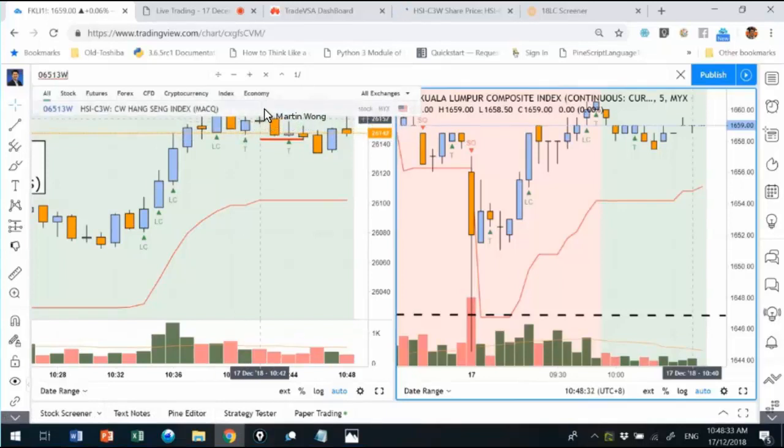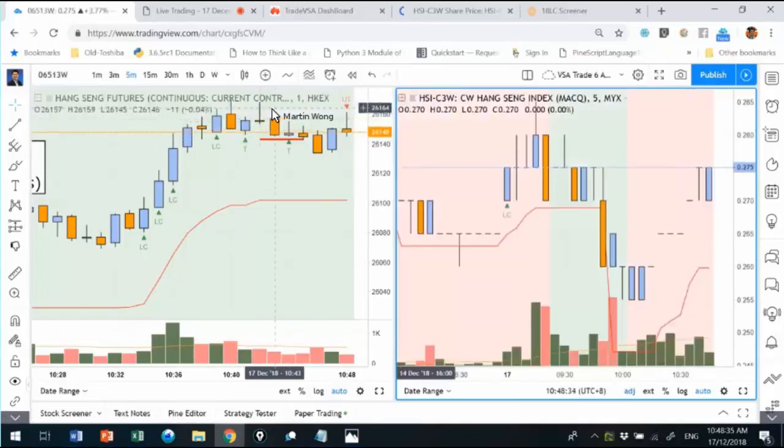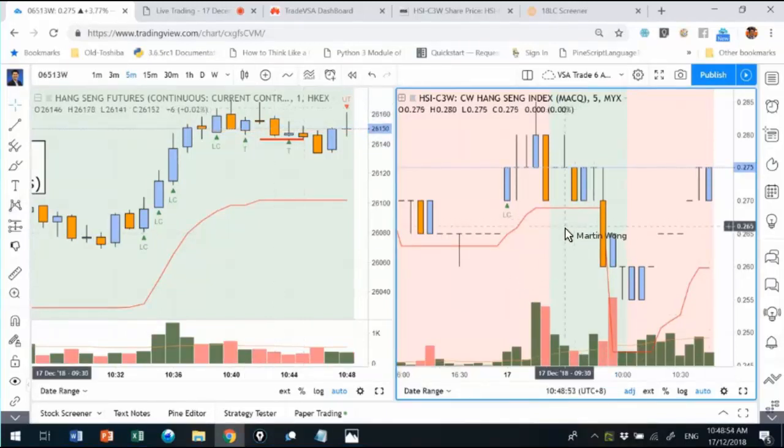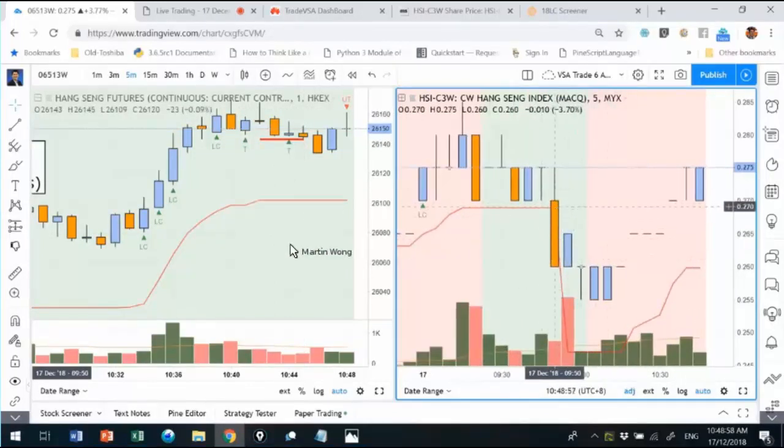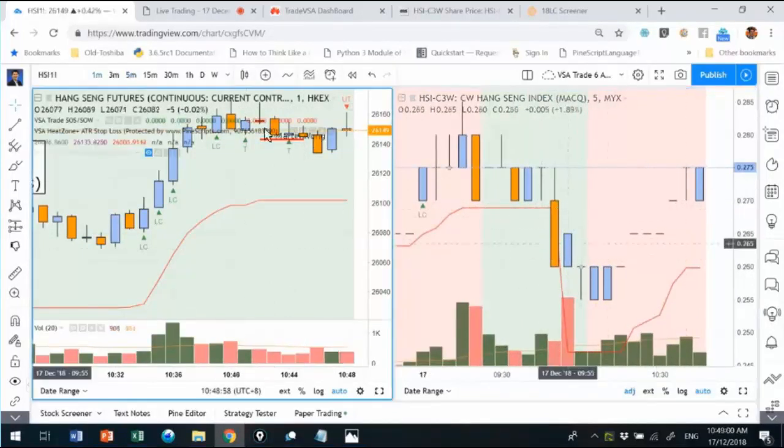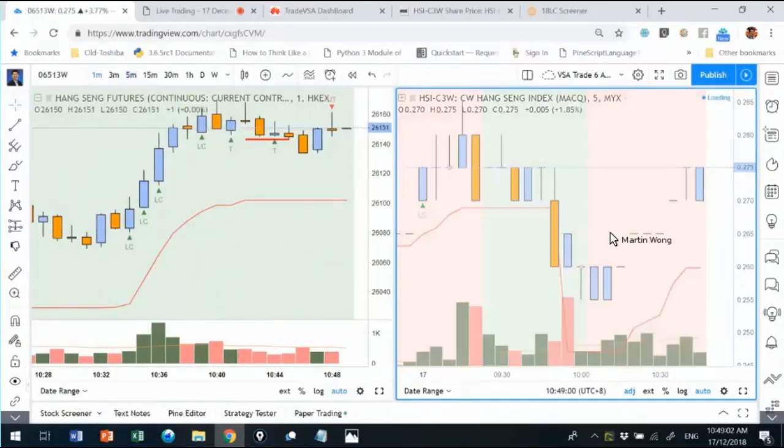This is the long. There is what we call long product structure, and we have the short product structure. Long product structure, we call it call, and when we short the market, we sell first, we call it put. So this is the Hang Seng long. You notice this 5 minute chart and this 1 minute chart are really different a lot.